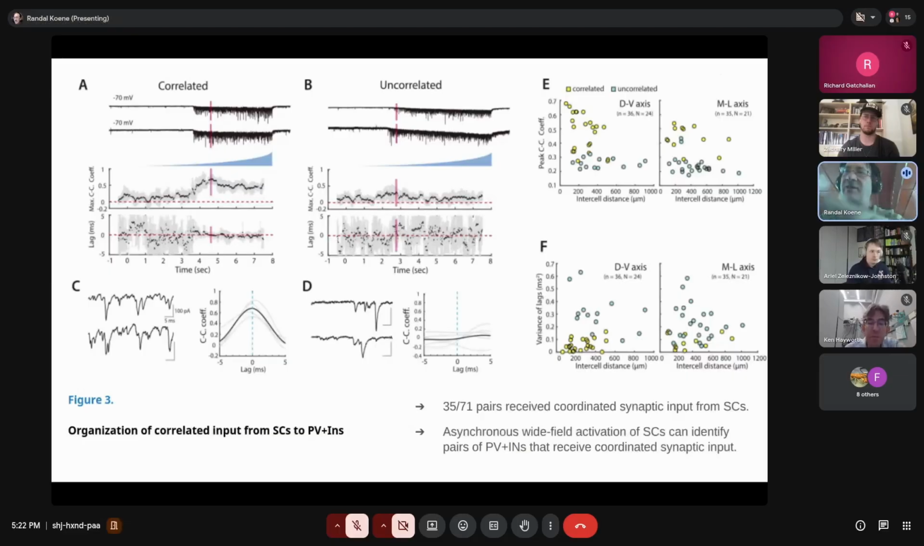And the asynchronous wide field activation that they did in this experiment for stellate cells apparently can be used to identify pairs of parvalbumin interneurons that receive coordinated synaptic input. The coordination by the stellate cells depends on the extent and direction of the separation between those interneurons. And pairs of interneurons that receive coordinated synaptic input from the stellate cells were typically separated by distances up to about 500 micrometers along the dorsoventral axis and up to 900 micrometers along the mediolateral axis.